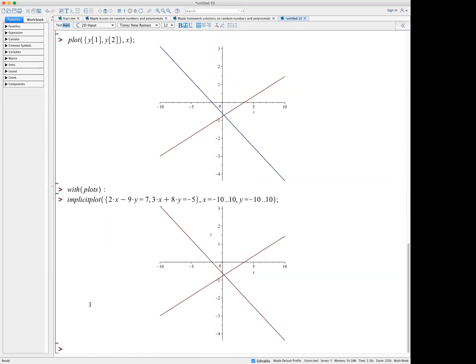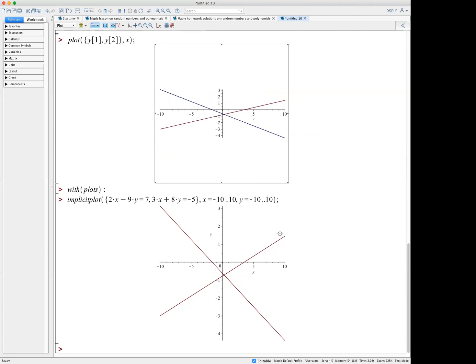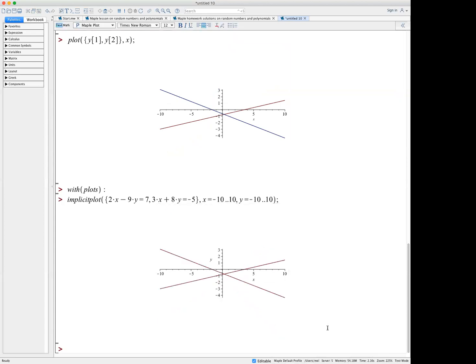And again, it looks the same because we're plotting the same two lines. It's just that we use different commands. If you do it to scale, that's what that looks like. So that's two different ways to solve that one problem.